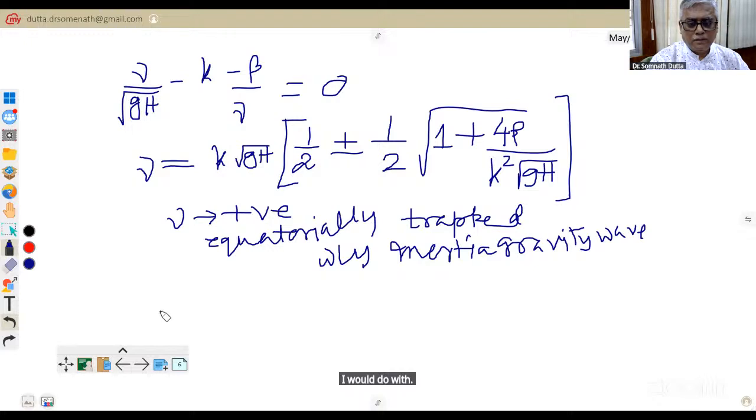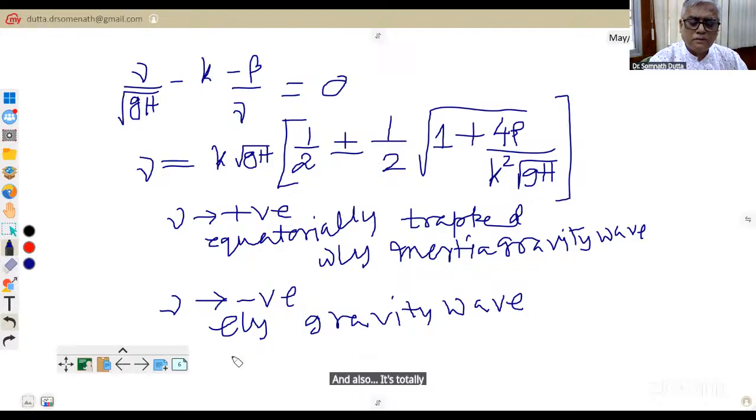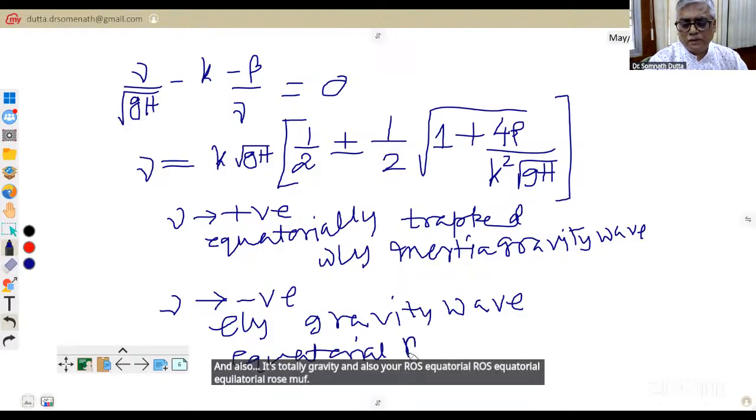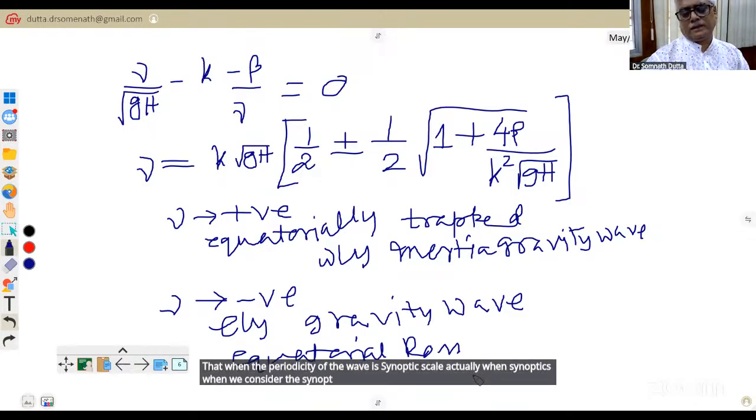And nu negative actually corresponds to two things. One is your easterly gravity wave, and also your equatorial Rossby wave. When the periodicity of the wave is about synoptic scale, actually when we consider the synoptic scale wave, then it will resemble our equatorial Rossby wave.